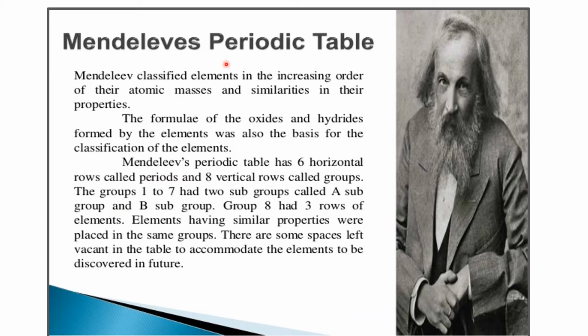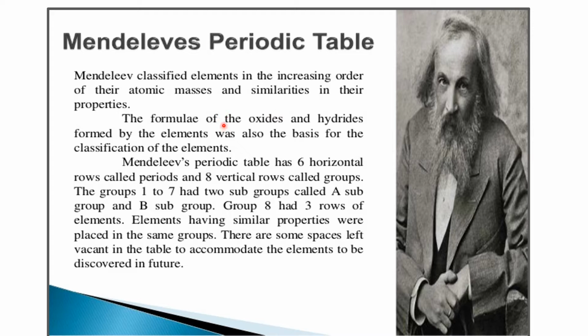Mendeleev's periodic table is based on the classification of elements by arranging them in the increasing order of their atomic masses and similarities in their properties. Two points were taken into account to frame it. First, atomic masses of the elements, and next, similarities in the properties of the elements. The formula of oxides and hydrates formed by the elements was taken, and it was also the basis for this classification.